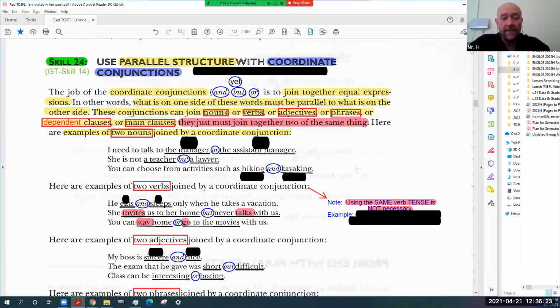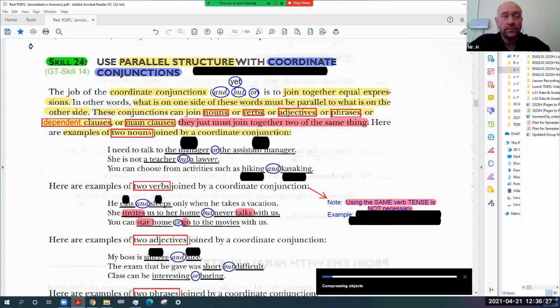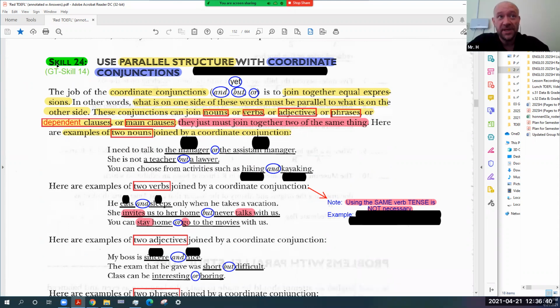152. All right, let's start here, Faraz. What do we have? Parallel structure with coordinate conjunctions. Skill 24, right? Yeah. What about the green book? Skill 14. Yeah, I think we did that in class, right? Skill 14? Yeah. Okay, go ahead and read this for us. Parallel structure with coordinate conjunctions.